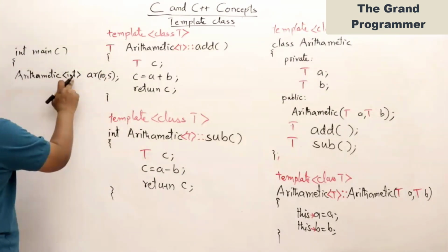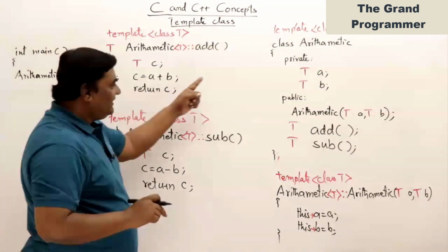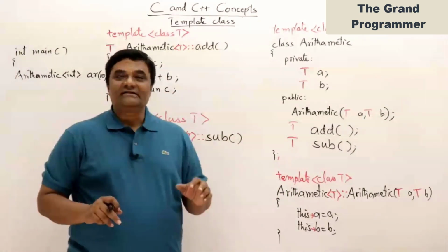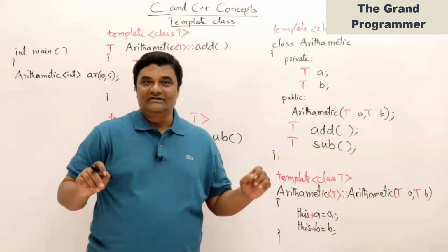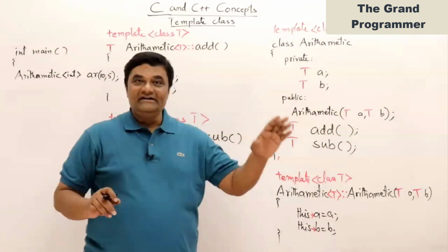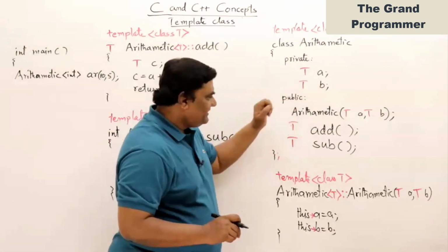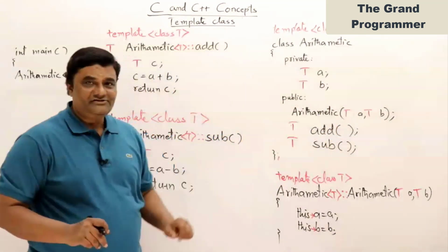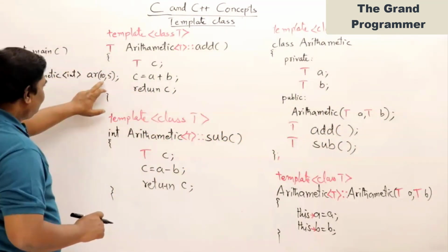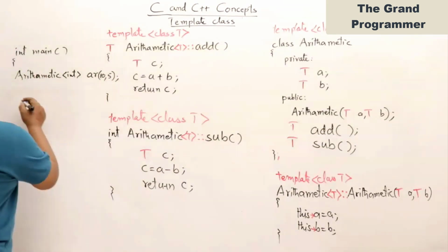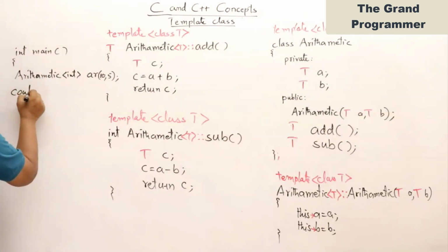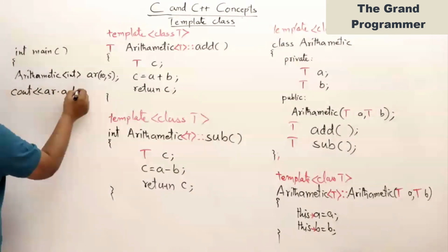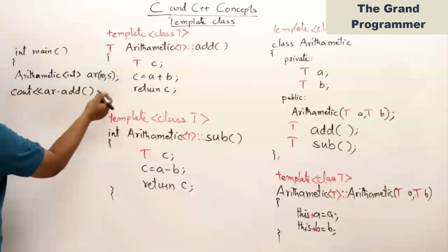Now in this arithmetic class with int, everywhere wherever I have written T, that will be replaced by int and this class becomes a pure integer class. So this works for integer type data. These variables become integer, the return types become integer, these parameters integer, everything becomes integer. Now these 10 and 5 are integer values. If I want the result, I can say cout and call that function add. It will give me the integer addition of these two numbers.